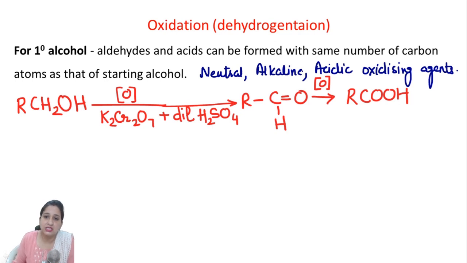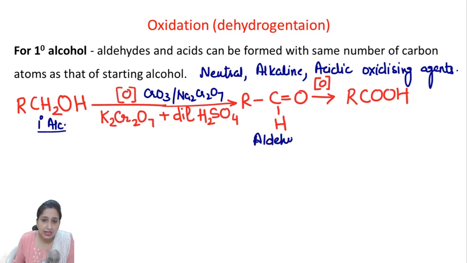Okay, so how do these reactions take place? Again I am taking the example of a 1 degree alcohol. When a 1 degree alcohol is treated with potassium dichromate, or you can say chromic acid or sodium dichromate, you can use anything, because they undergo oxidation very easily. When they are treated with any of these reagents, first we will get an aldehyde as the main product, which on further oxidation releases carboxylic acids.